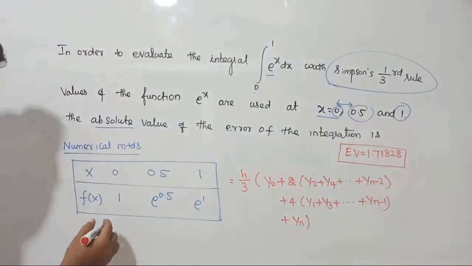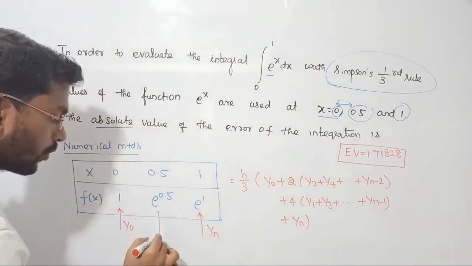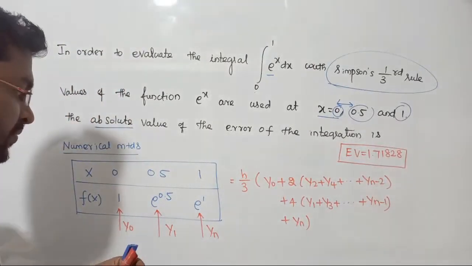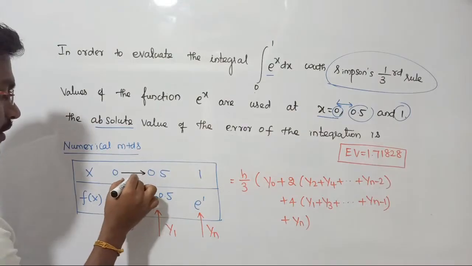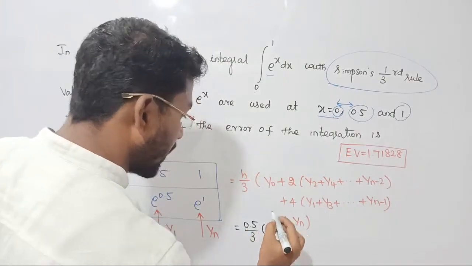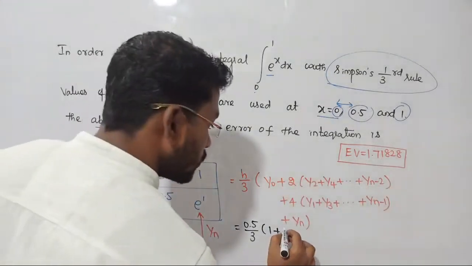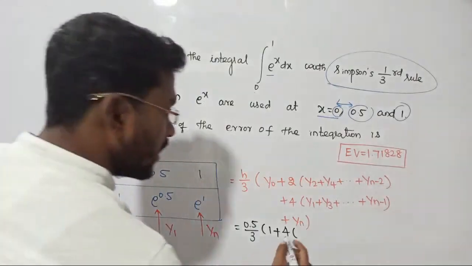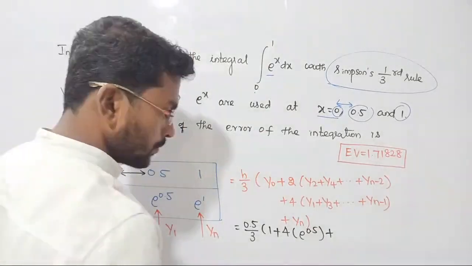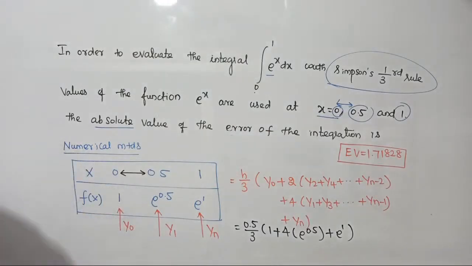Let's substitute. The available values are y0, yes. Yn is available, yes. Y1 is available, yes. Shall we substitute? Yes. If I substitute all these variables, step size is how much? Step size is the difference between the 2 points, that is 0.5, right? So step size is 0.5 upon 3 in bracket. Y0 is 1 plus, this total term will be 0, right? So we have 4 into y1, which is e power 0.5, plus yn, which is e power 1, right? Just we have to reduce this function in order to obtain the solution. So let me do it.